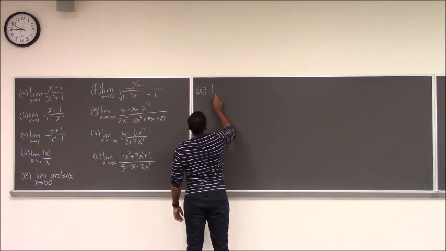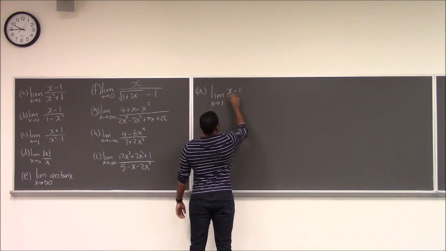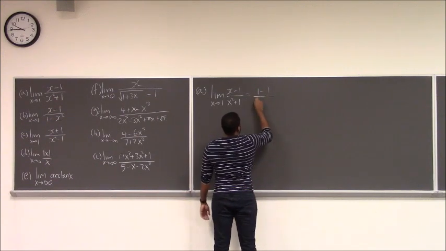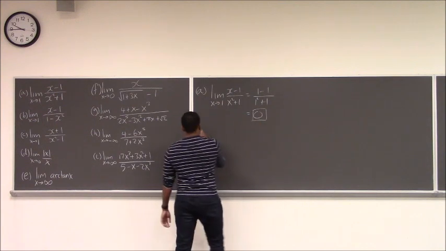So strategy 1 helps us here. The limit as x approaches 1 of (x minus 1) over (x squared plus 1) is just going to be 1 minus 1 over 1 squared plus 1, which is 0. Okay, E.